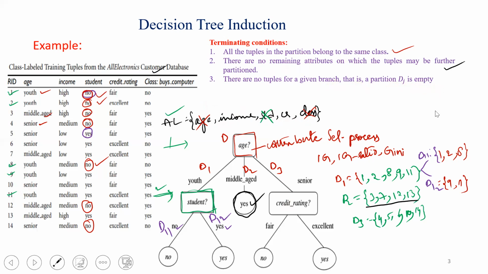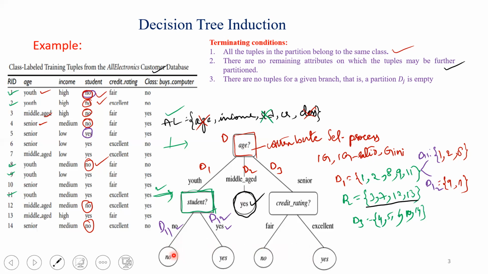So whenever there are no tuples in a given branch, then also we can stop constructing the decision tree. So here, this is the example of the first terminating condition, and this is the example of the second terminating condition. Because here we end up with no remaining attributes, that's why we can stop the construction of the decision tree by adding the majority label as a leaf node.